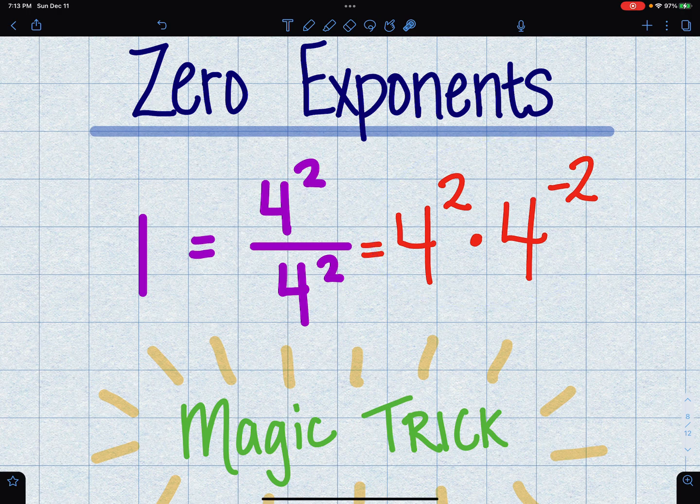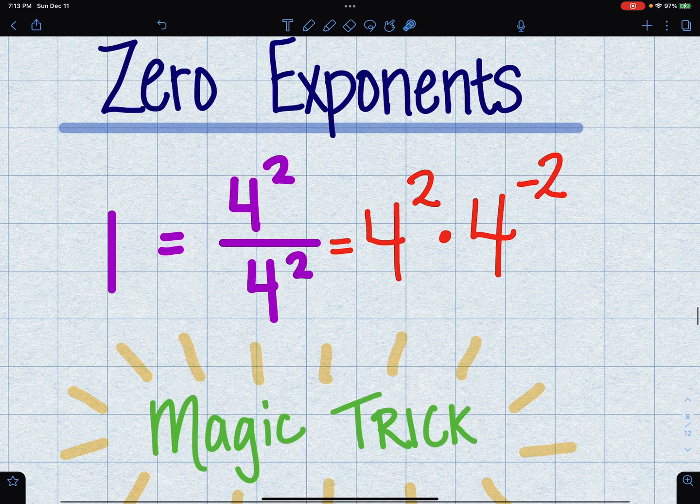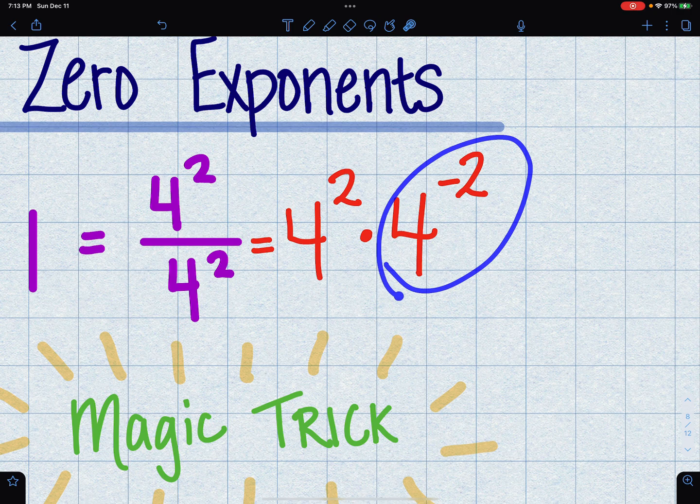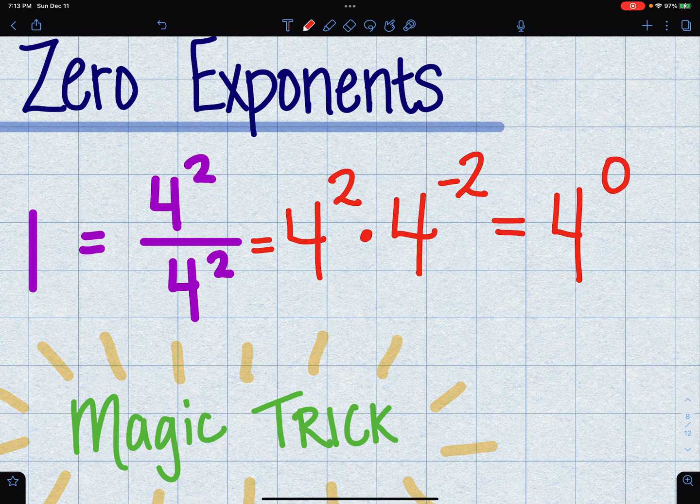And we also reminded you of the product rule for exponents. These bases are the same, and we're multiplying these things together. So what would we do with the exponents? We would add them together. Here you've got 2 4's, and here you've got negative 2 4's. And when you add them together, you get 4 raised to the 0 power, because negative 2 plus positive 2 is 0. So this is our answer.